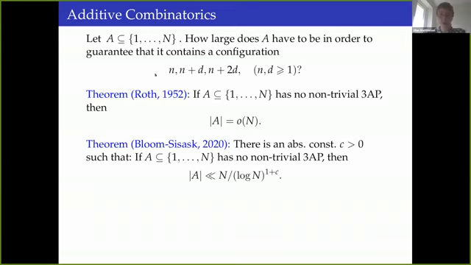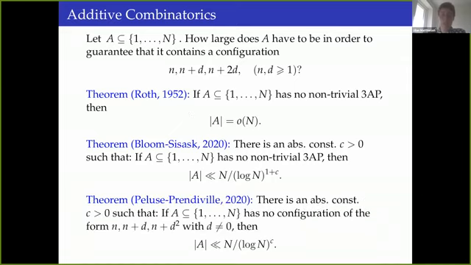If you look at the shape of Roth's theorem, there are several ways of generalizing this result. One is to ask for, instead of three-term arithmetic progressions, longer arithmetic progressions. A different way of generalizing would be to exchange this particular configuration by configurations of different shape. And there has been work in both directions.